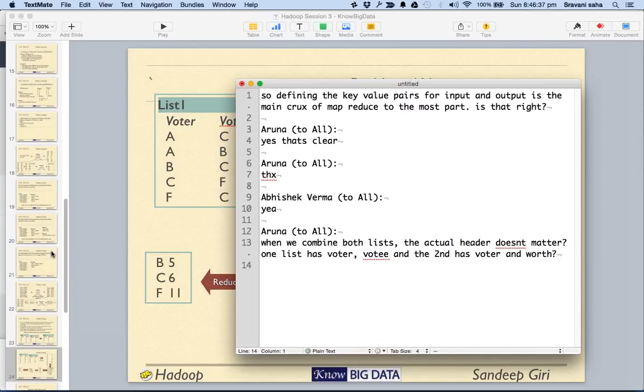So Seth's question is, can you move ahead with the example in the same way? Which example do you want me to move ahead with, Seth? The word count one?